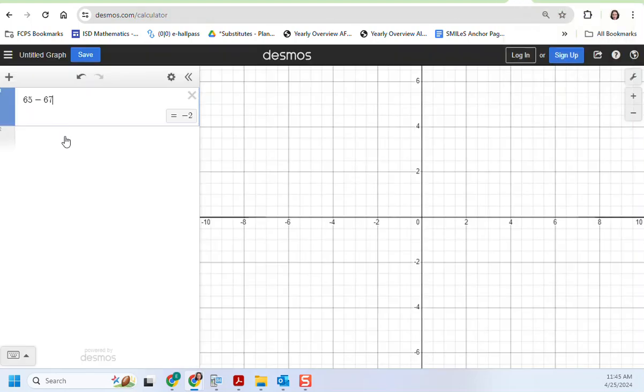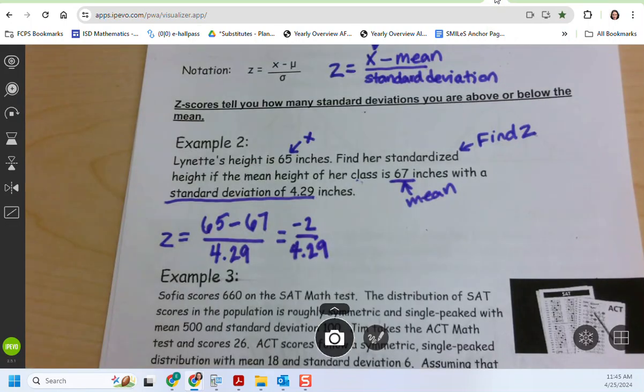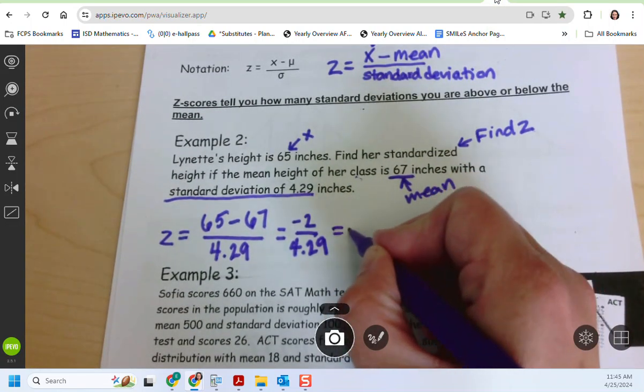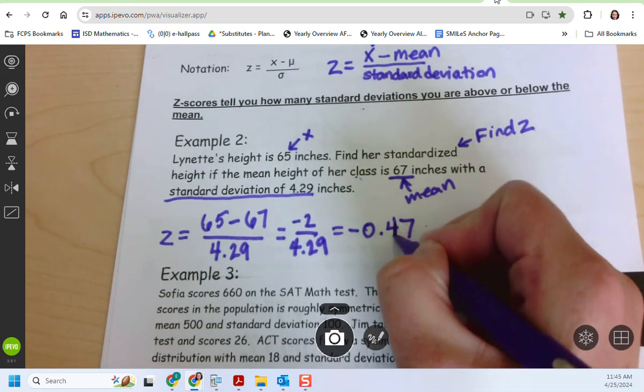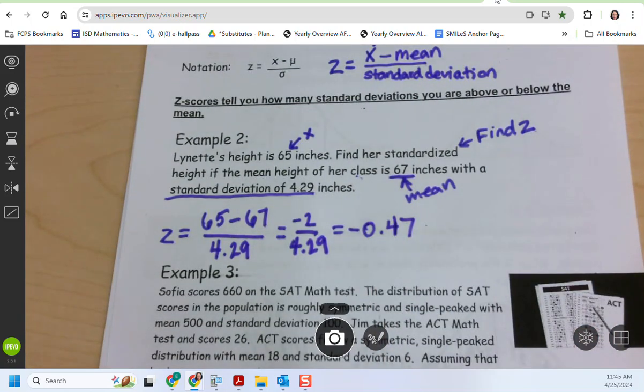So we're going to do negative 2 divided by 4.29. And we're going to round it to 2 decimal places. I have negative 0.46, but the next number is 6, which means it rounds to negative 0.47. So that is Lynette's z-score.